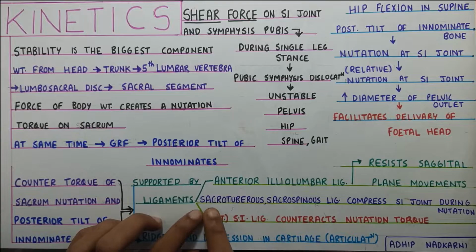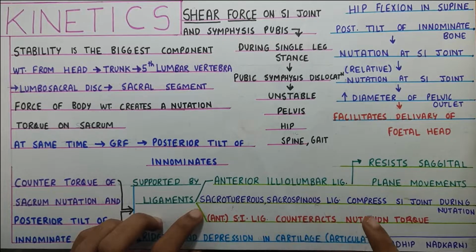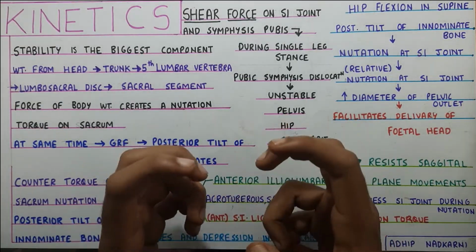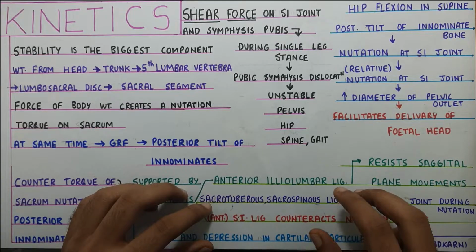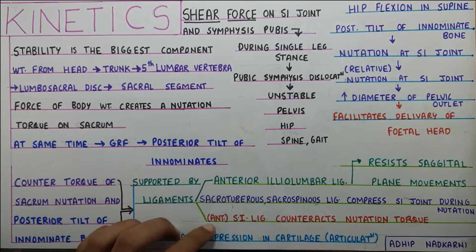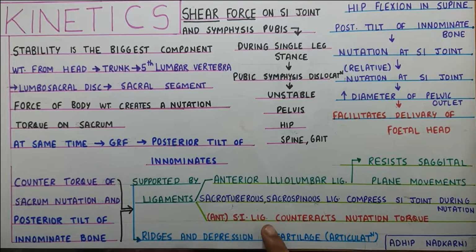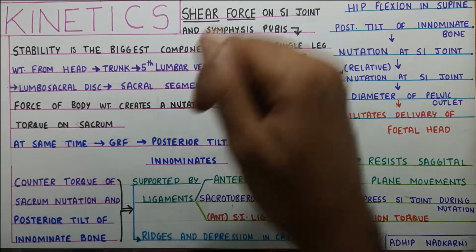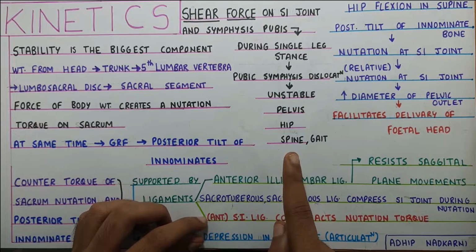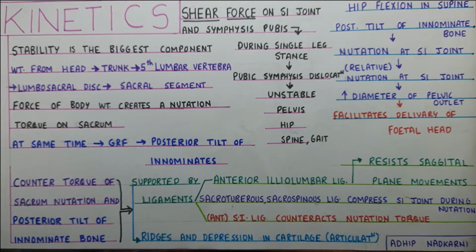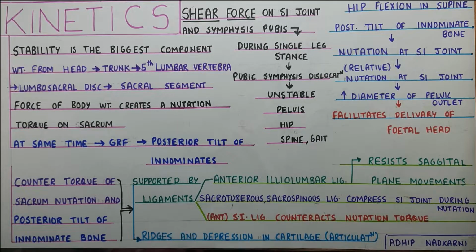Apart from that, there is also the sacrotuberous and sacrospinous ligament. What they do is compress the SI joint during nutation. So during the nutation movement, the stability is provided through the compression given by the sacrotuberous and sacrospinous ligament. And then finally the anterior SI ligament, that is the anterior sacroiliac ligament. What does it do? It counteracts the nutation torque, the nutation torque that was created from the body weight and the ground reaction force, right? This nutation torque is counterbalanced by your SI joint ligament on the anterior side. So the anterior SI joint ligament helps in counteracting the nutation. With that, we finish off this topic.